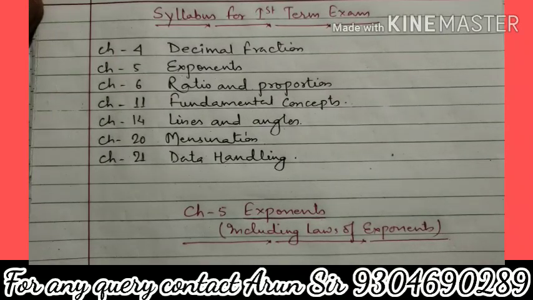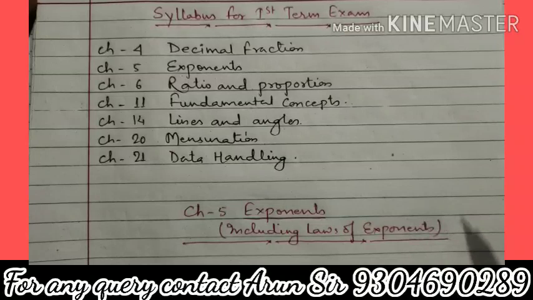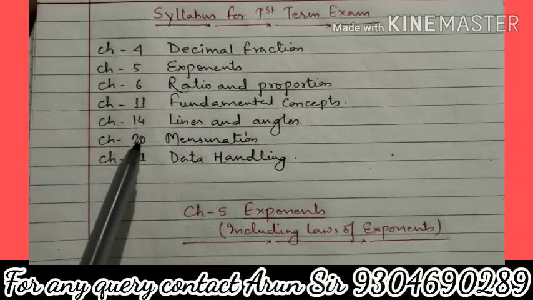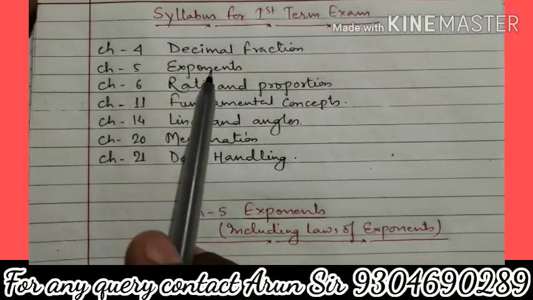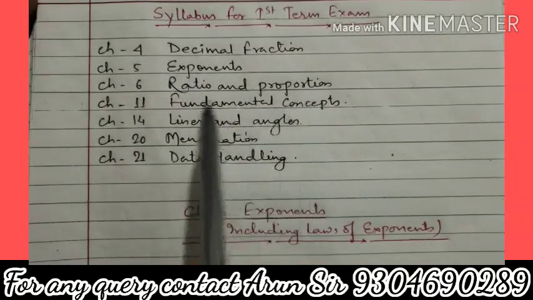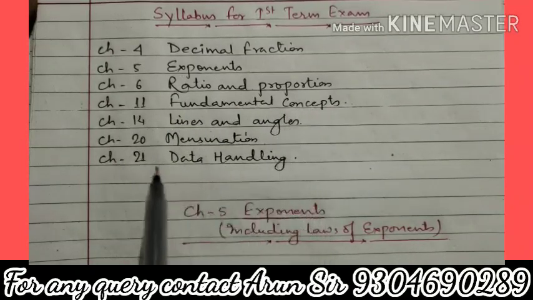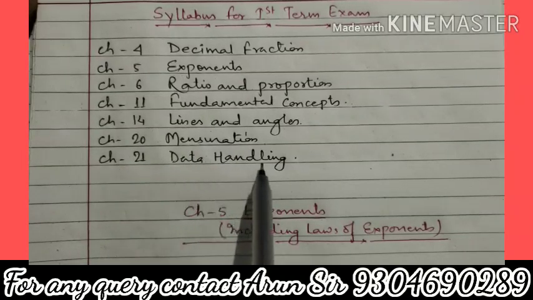Now, in our last set of videos, we have completed our unit test syllabus. From today onwards, we are going to start our first term syllabus. Here I have written the chapters which are coming in the first term: chapter 4 decimal fraction, chapter 5 exponents, chapter 6 ratio and proportion, chapter 11 fundamental concepts, chapter 14 lines and angles, chapter 20 mensuration, chapter 21 data handling. These are the 7 chapters which are going to come in your first term examination.